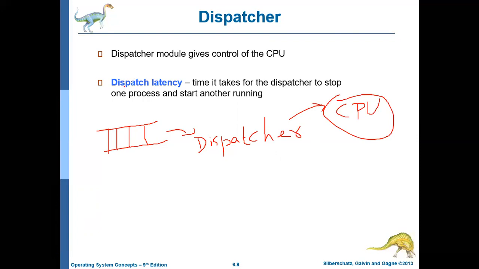And there is a concept called dispatch latency. It is very crucial. The dispatch latency is basically the time required by the dispatcher to stop one process and start running another process. So the dispatcher should execute at a very fast rate.